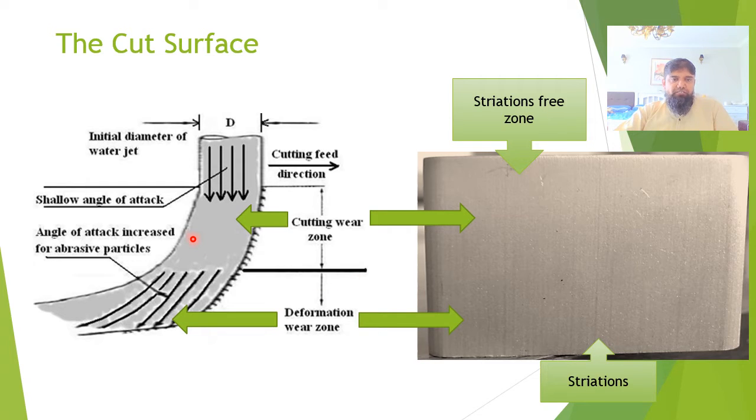The deformation wear zone is produced at the depths where the kinetic energy of the abrasive particles becomes so low that they are unable to erode the material, but they tend to deform the material over there. So that's why the striations are created in that zone.